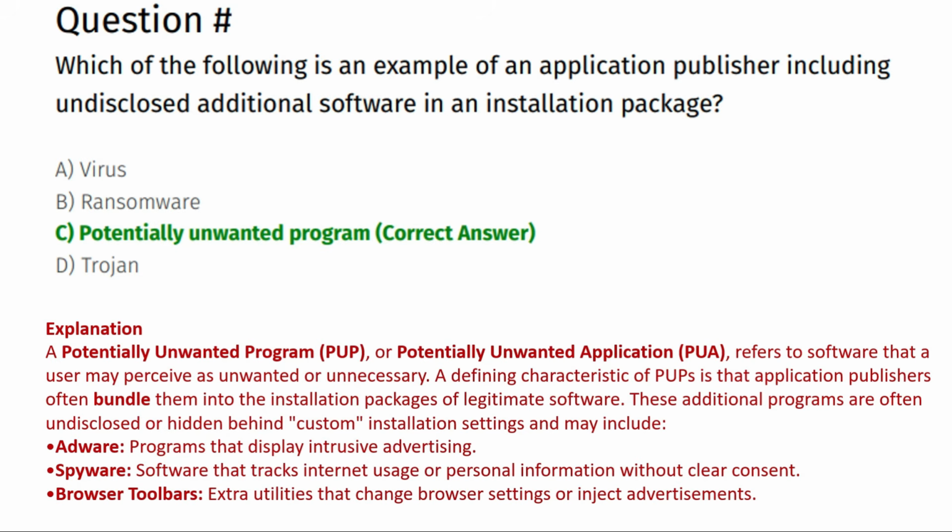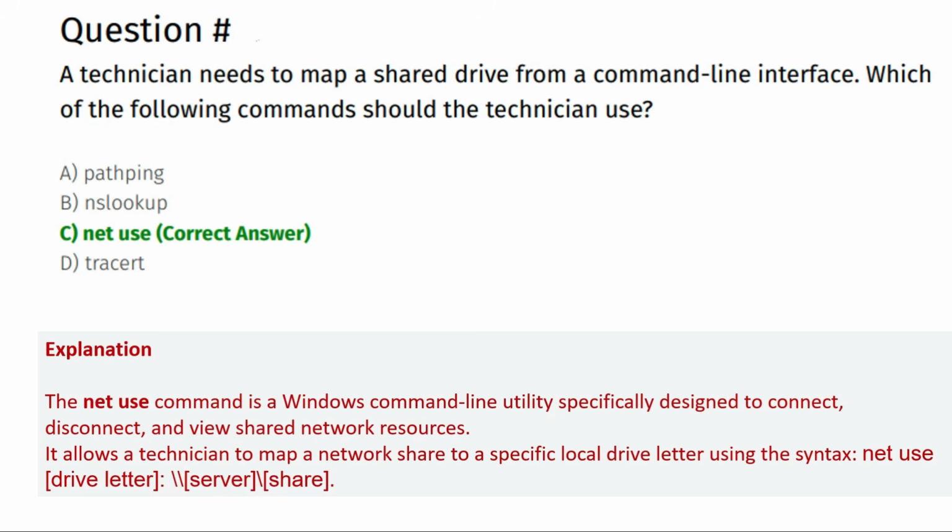So adware is a program that displays intrusive advertising, spyware is software that tracks internet usage or personal information without clear consent, and browser toolbars are extra utilities that change browser settings or inject advertisements. So that's why the correct answer for this question is option C, PUP, potentially unwanted program. So let's move to the next question.